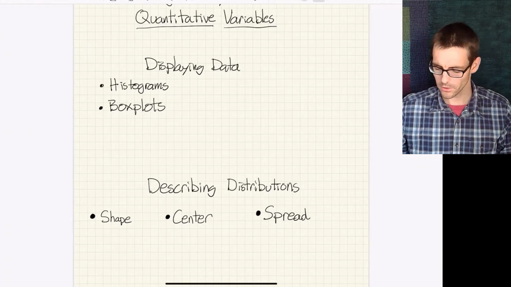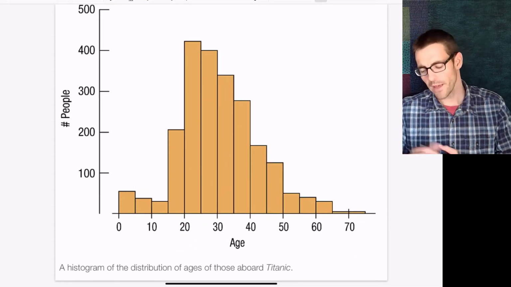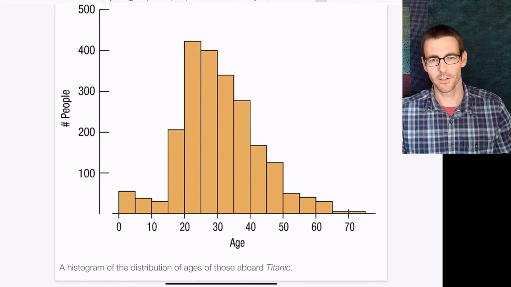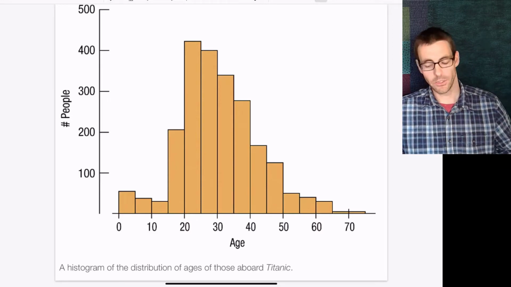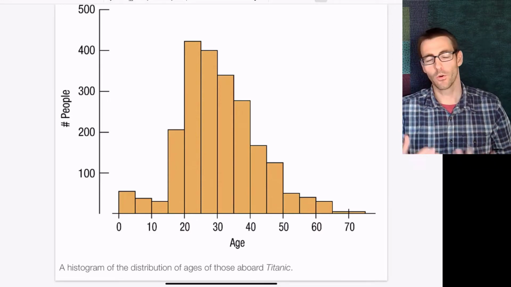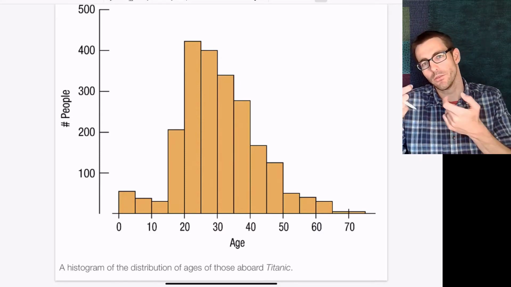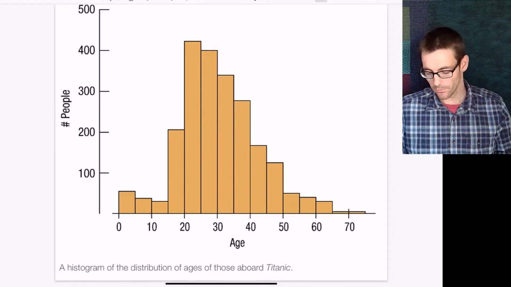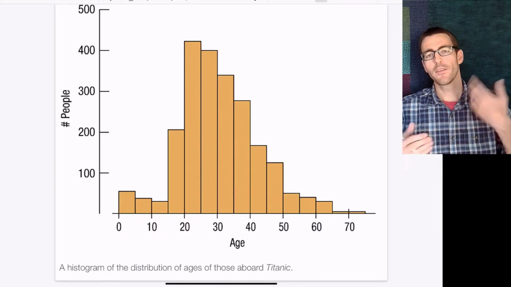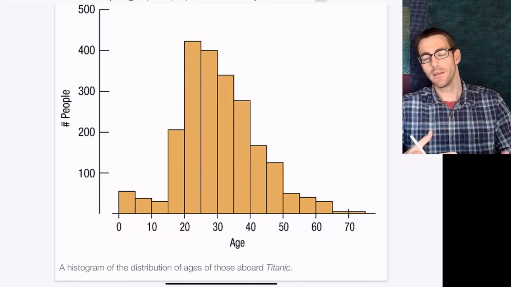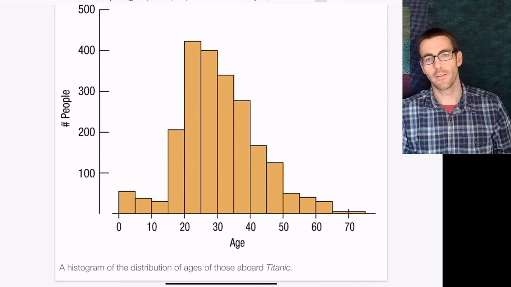Okay, so first talking about graphs. Okay, so here we have a histogram. Hopefully everyone's familiar with how these work, but just to quickly go over that, say we had a data set that was a collection of people's ages, so here we have all the ages of people who were aboard the Titanic. What we do is we break the ages up into regions or bins. So for example, we have the 0 to 5 bin, the 5 to 10 bin, etc. And then we count how many people are in that bin, and we plot on the y-axis the count or the number that fall into that category.